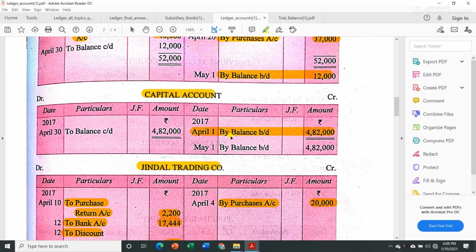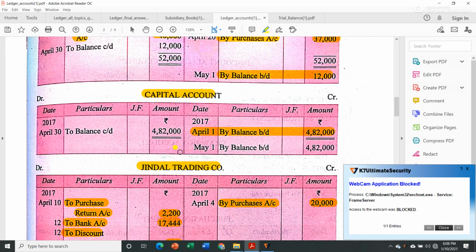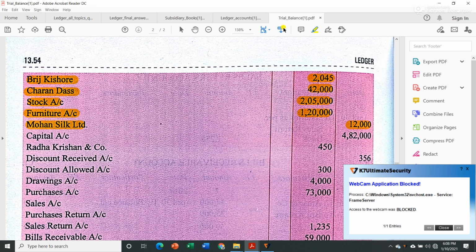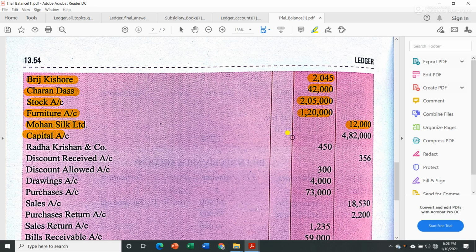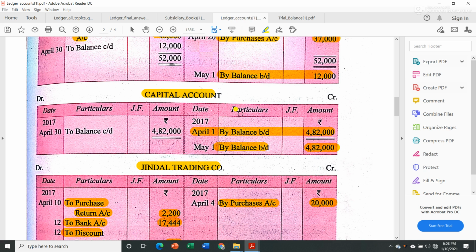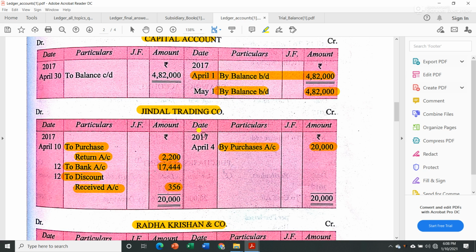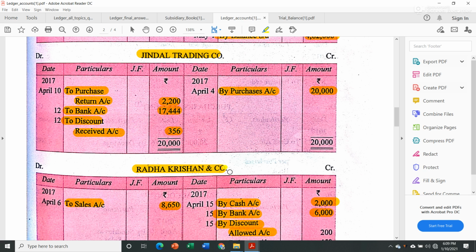Then next we have capital account. This also we got a credit balance of 4,82,000. So we will write capital account credit balance of 4,82,000. Then next we have Jindal Trading and Company. So we don't have any balance brought down or carried down, so we will just leave this Jindal Trading Company. We will not write it down in the trial balance.